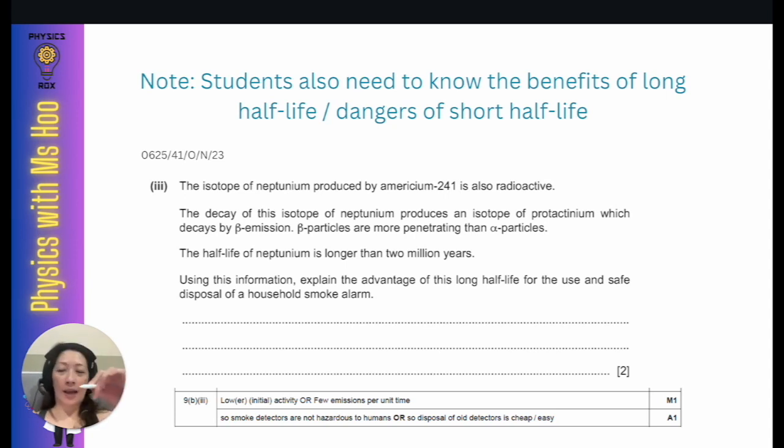That means throughout that lifespan, it's releasing radioactivity at sparse intervals. So it's just a little bit here, a little bit here, a little bit here, and slowly dropping down to half. So that's why we consider materials that have very long half-lives to be safer in terms of disposal. So you can see here in the answer, the advantage of the long half-life is because there's a lower initial activity, or you can say few emissions per unit time. And that's why the smoke detectors are not hazardous or they're easy to dispose of.